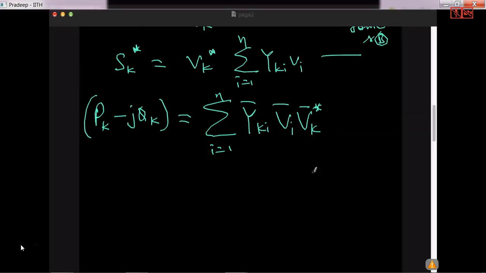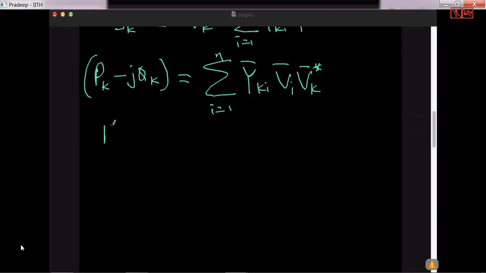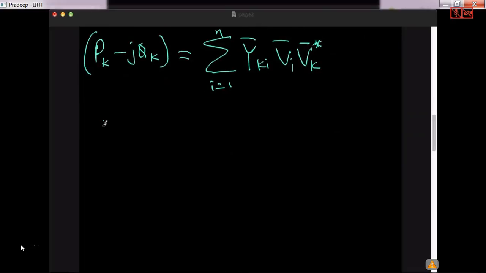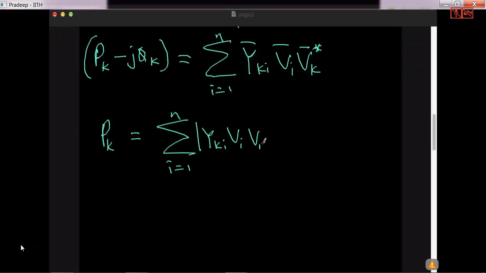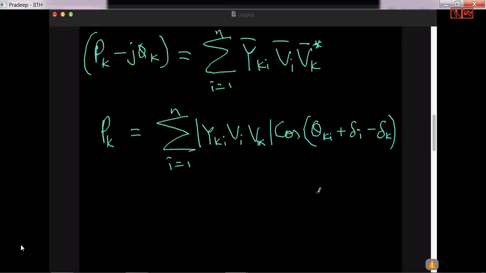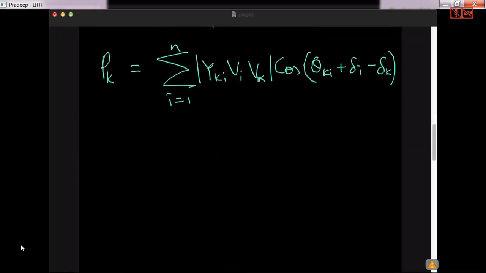So now if I separate out real and imaginary parts, what do I get? Pk equal to, I want to get only the real part. So summation i equal to 1 to n Yki Vi Vk magnitudes. Just multiply the magnitudes and then find the cos of theta ki plus delta i minus delta k. Many times we derived this, so once again I am deriving this. This is the power flow equation.